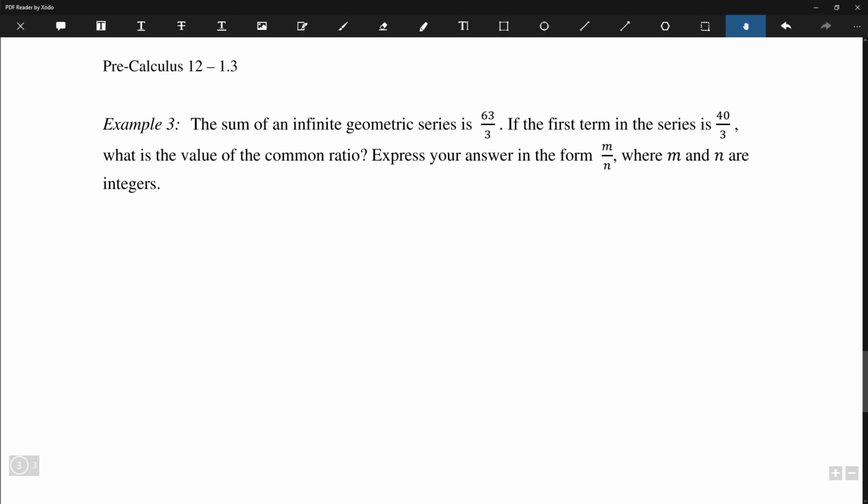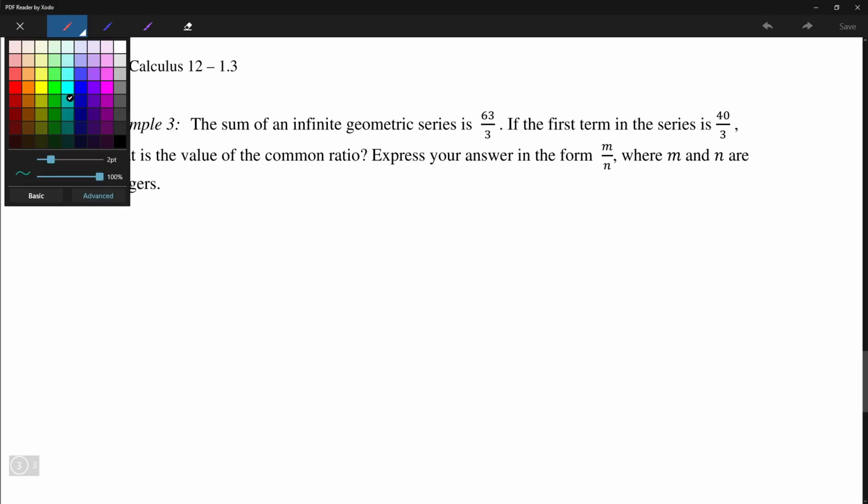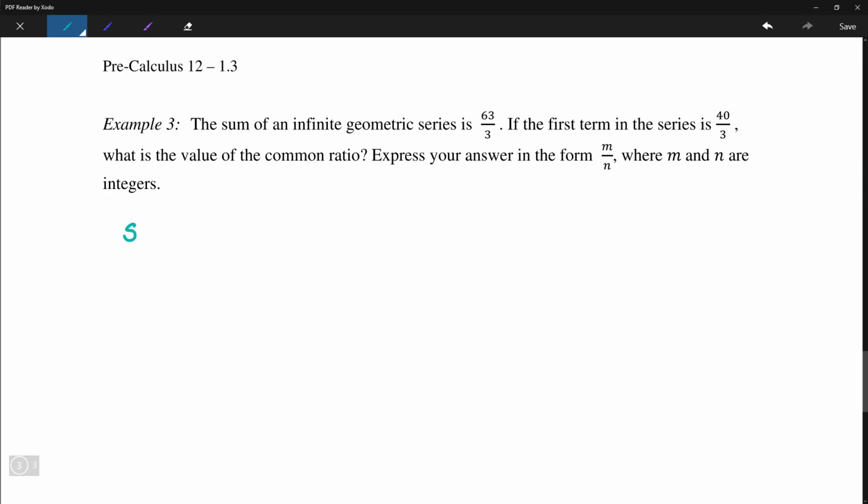The sum of an infinite geometric series is 63 over 3. It's just a fancy way of writing 21. And then the first term is 40 over 3. What is the common ratio? Okay. So we have S is equal to T1 over 1 minus r.